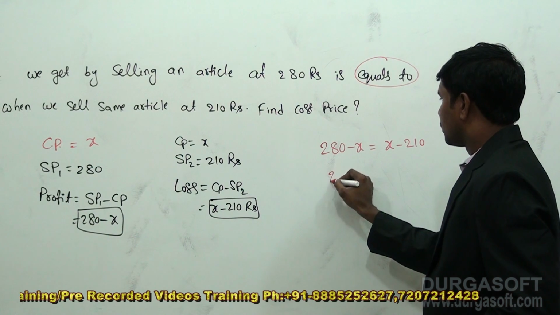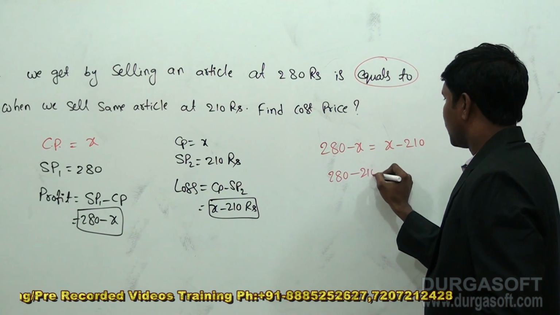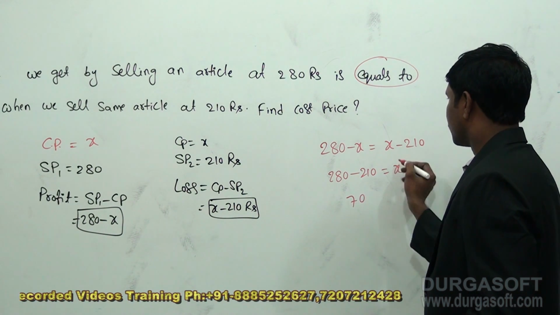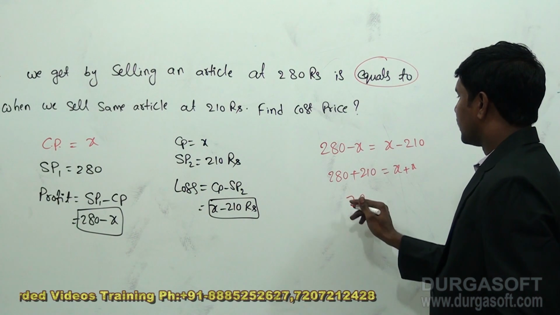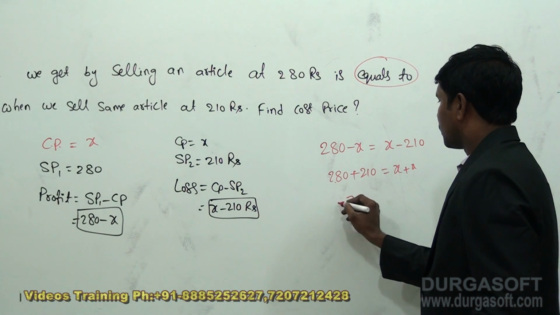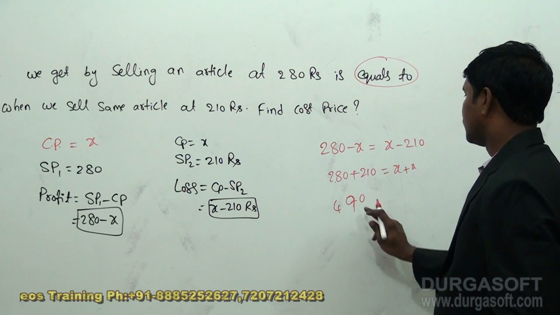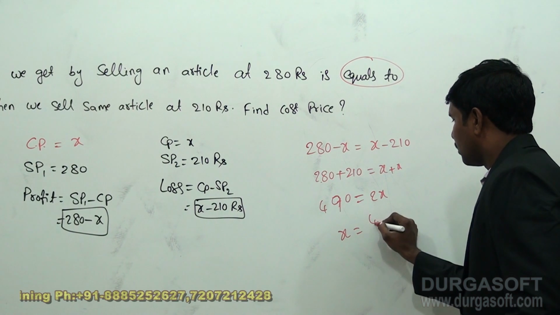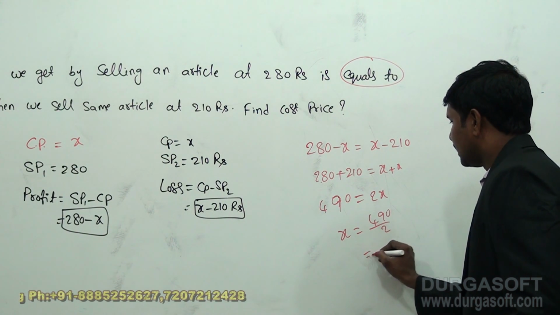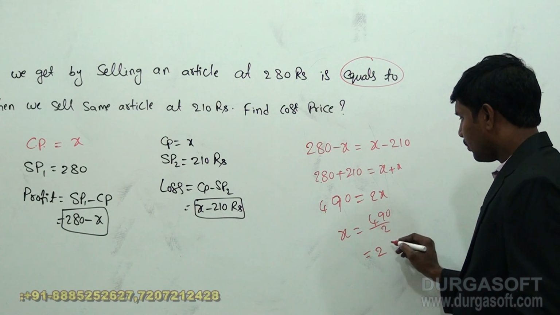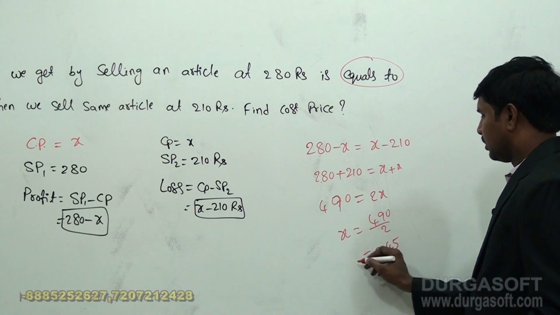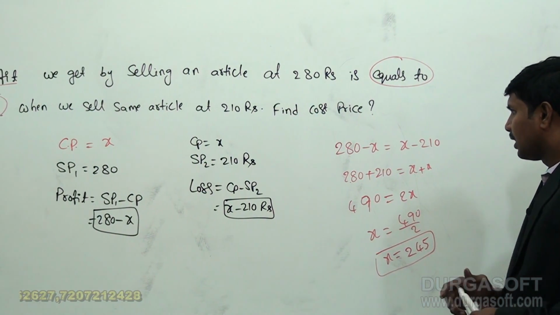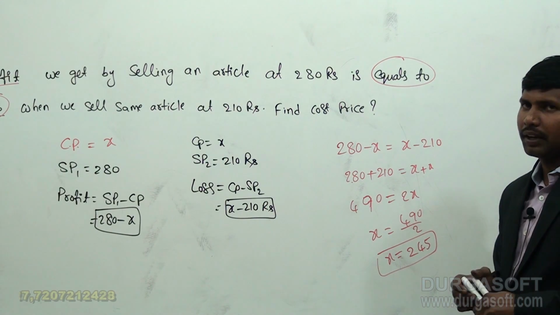Now from this, 280 plus 210 is equal to X plus X. So minus 210 will become plus, and here it is equal to 490 rupees. So 490 rupees is equal to 2X, and X is equal to 490 by 2, which is 245 rupees. So what is X here? Cost price. So the cost price of the article is simply 245 rupees.